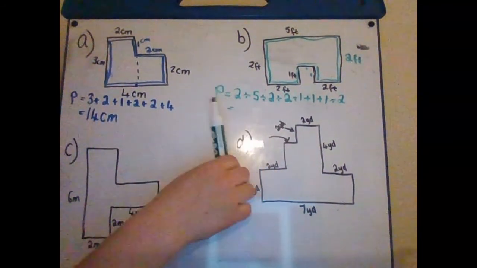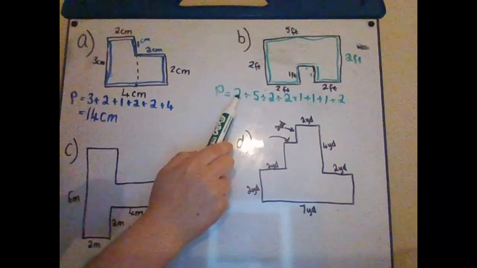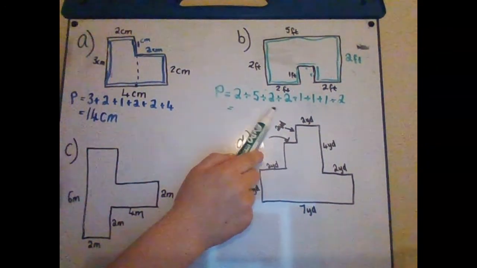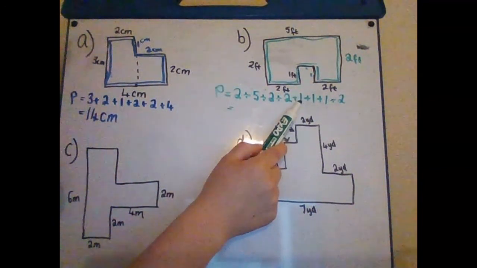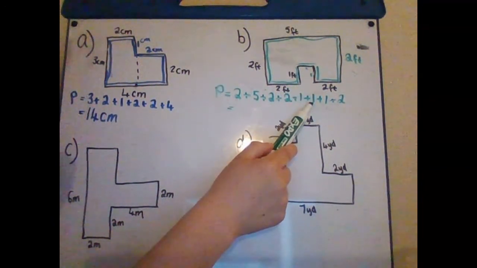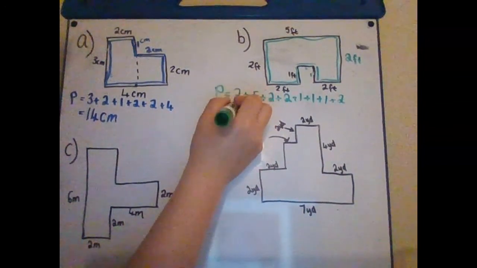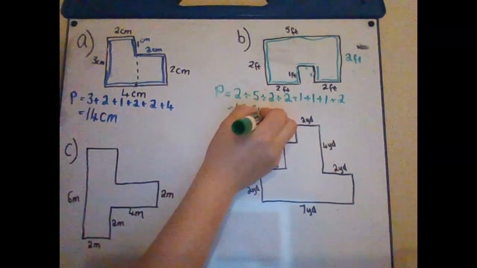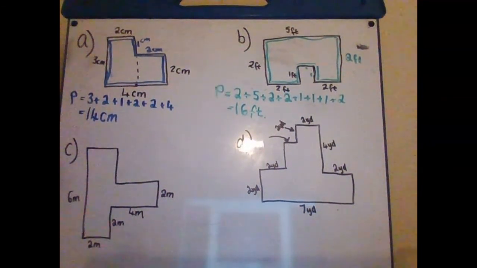2 add 5, do that with me. 5 add 2, it's easier. 5, 6, 7, 7 add 2, 7, 8, 9. 9 add 2, 9, 10, 11, add 1, makes it 12. Add another one, makes it 13. Add another one, makes it 14. Add 2, 14, 15, 16. The perimeter of shape B is 16 feet.